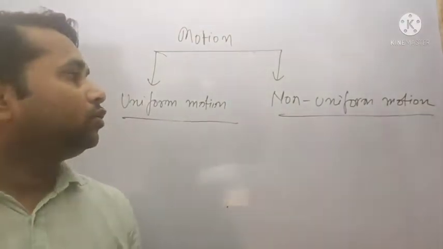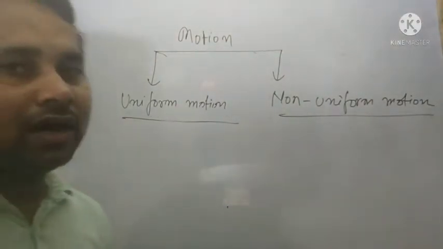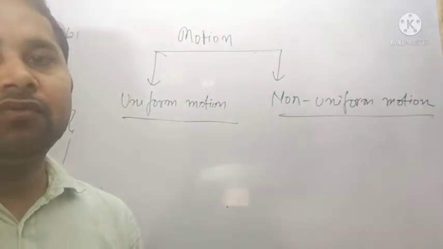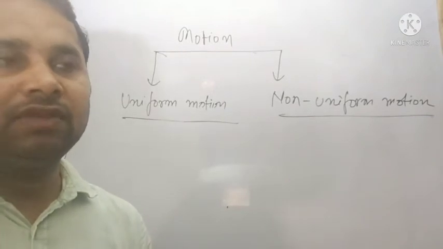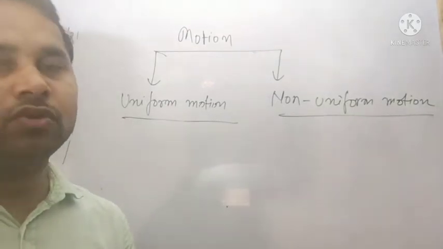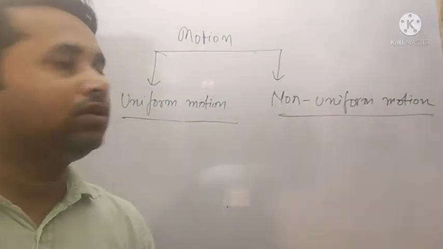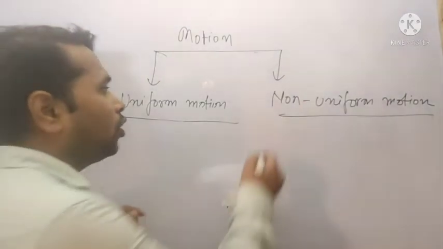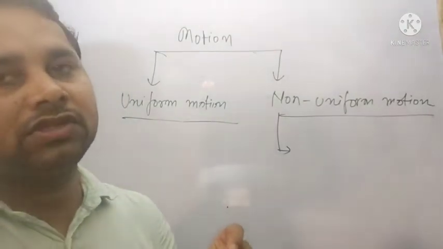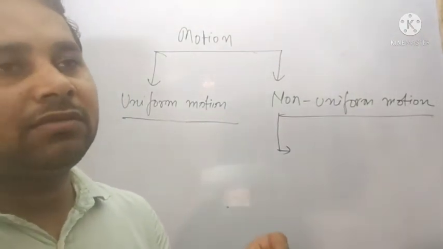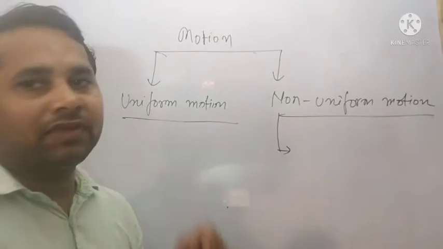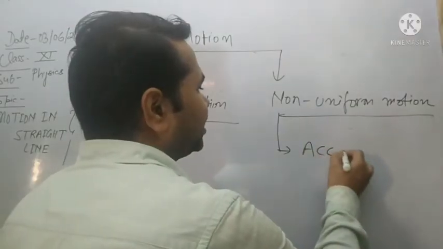Non-uniform motion means when the body travels unequal distances in equal intervals of time. It means with varying velocity. If the velocity of the body varies with respect to time, it is not constant throughout the motion, then the motion is called non-uniform motion. Velocity varies means velocity changes, and change means it may increase also, it may decrease also.